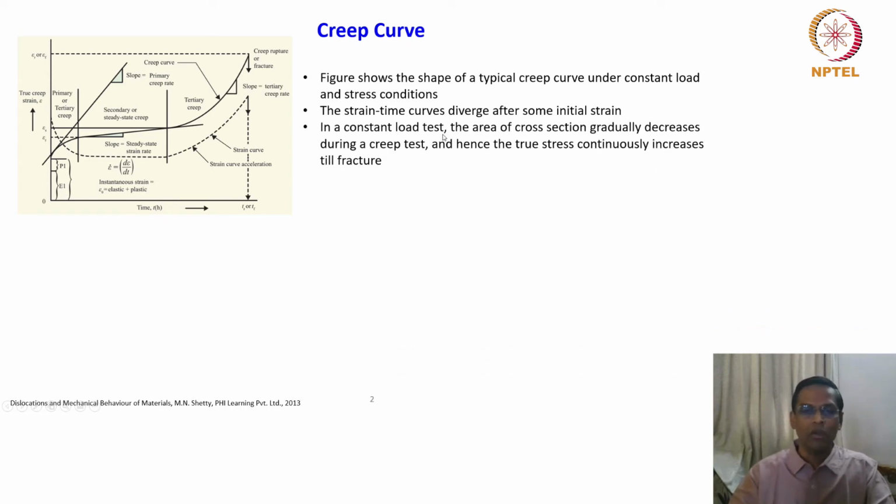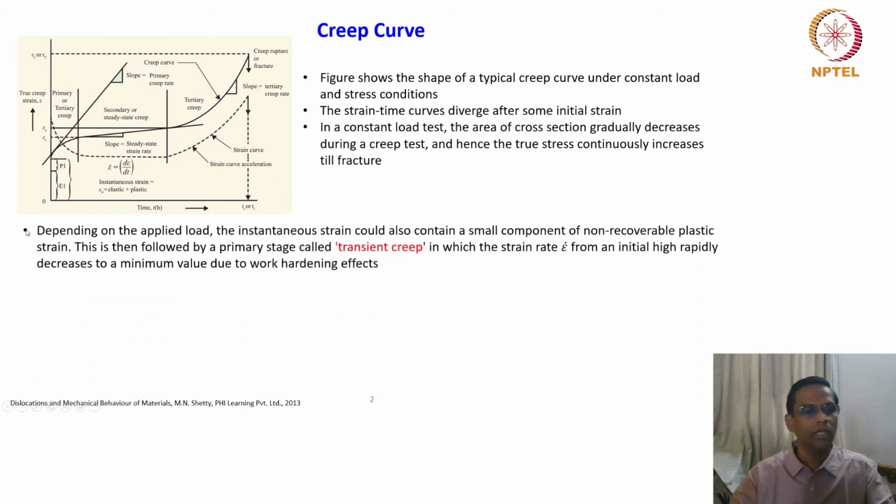In a constant load test, the area of the cross section gradually decreases during the creep test, and hence the true stress continuously increases till fracture. Depending on the applied load, the instantaneous strain could also contain a small component of non-recoverable plastic strain. This is what I just said in the beginning. So you have time-dependent, non-recoverable plastic strain.